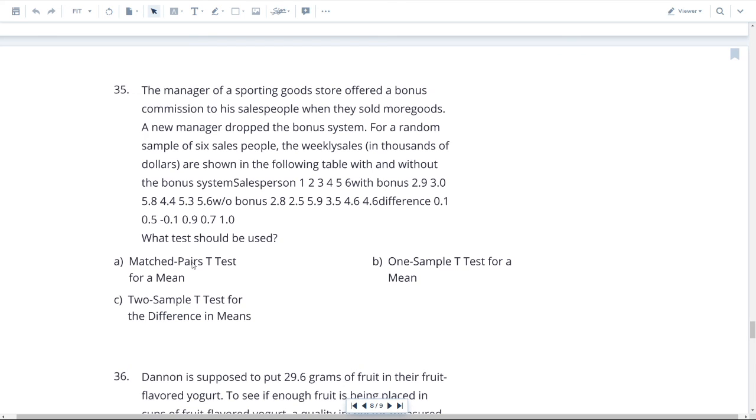Yes, technically there were 2 samples. But the 2 samples are not independent of each other, because it's the same salesperson, both with and without the bonus. They're not independent. You have to do matched pairs. 67% of you got this right.